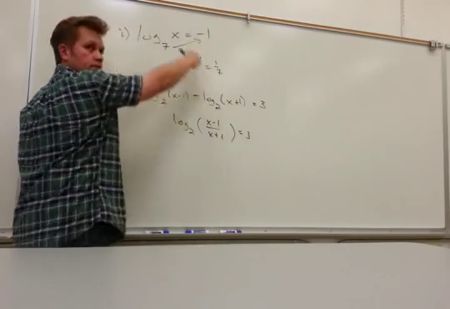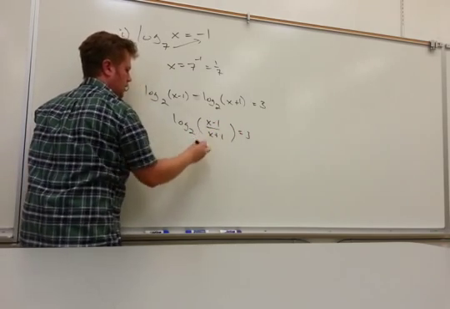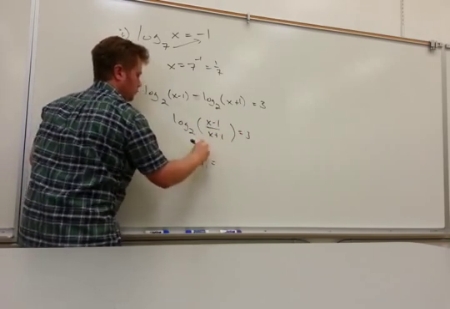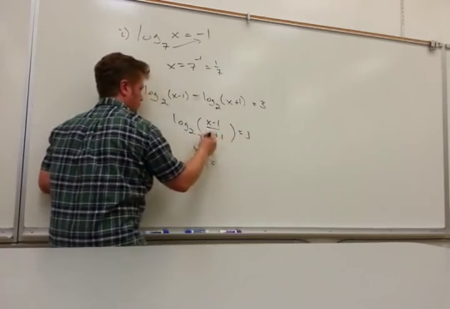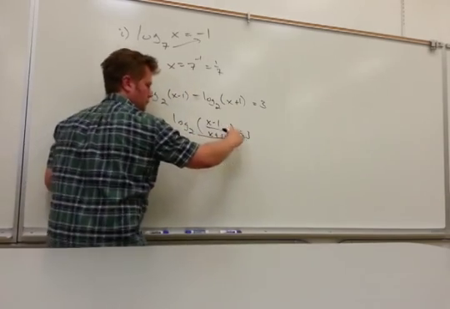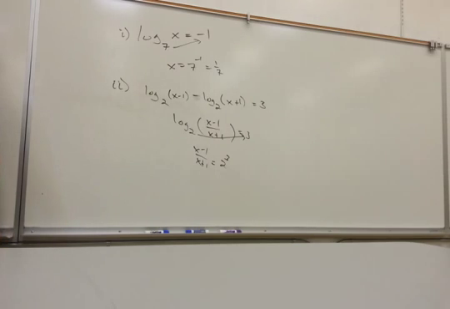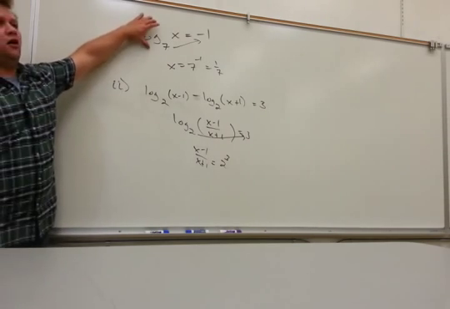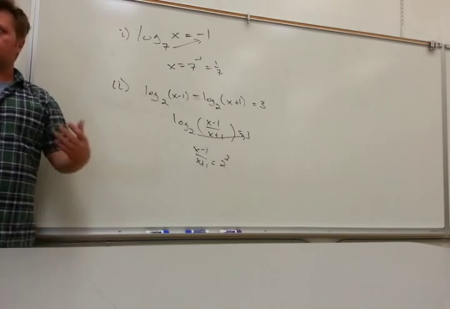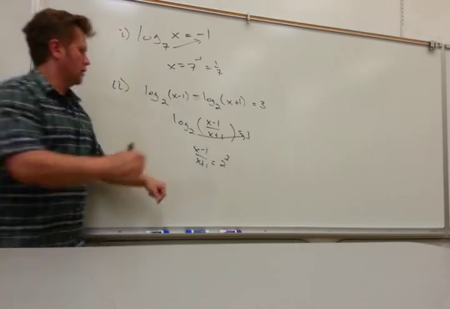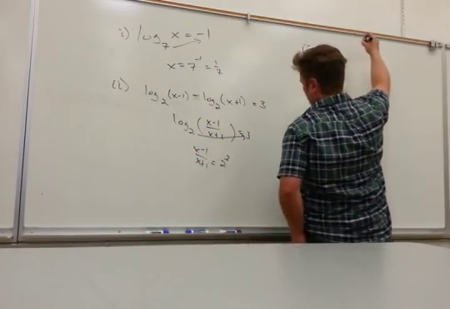And now it's the same idea. Log base 2 of stuff is 3, so stuff equals 2 cubed, 2 to the third, which is 8. You guys see that? So if it is one log, that works great. If it's not, make it one log. Then you do the same thing, and it works again. So now I got to continue.